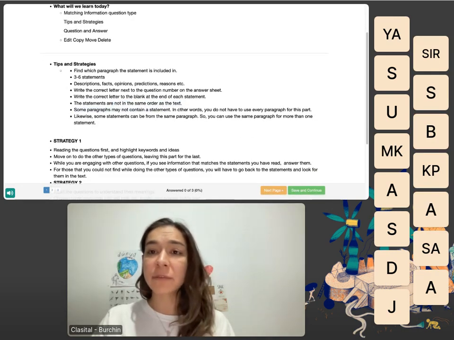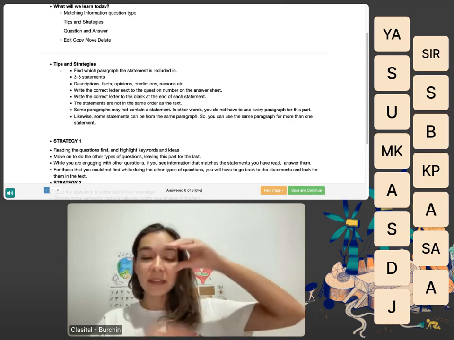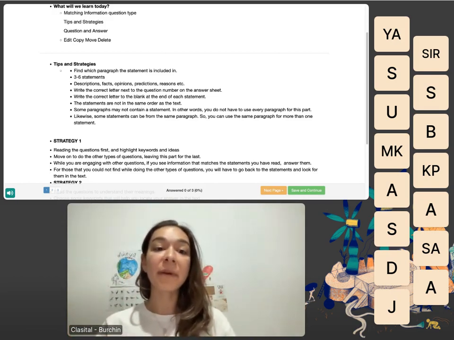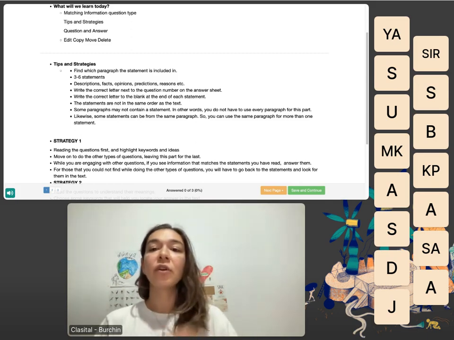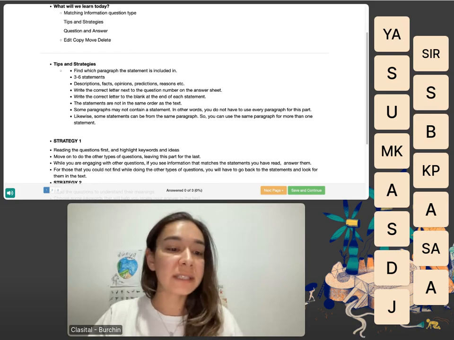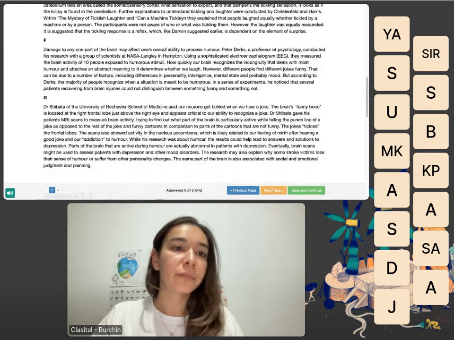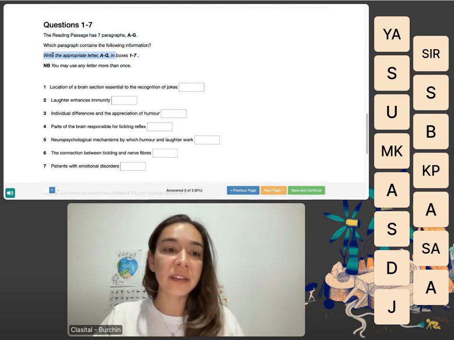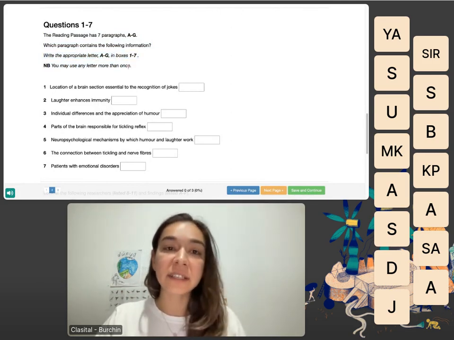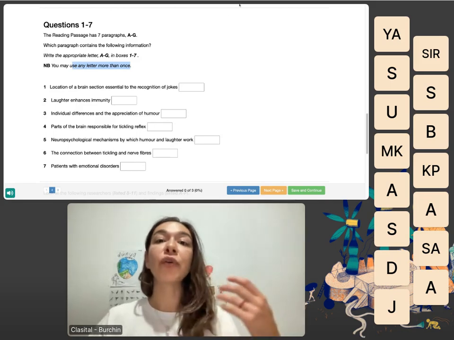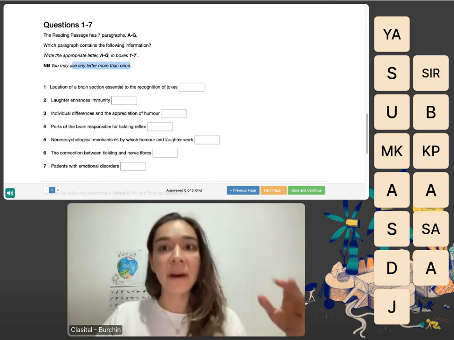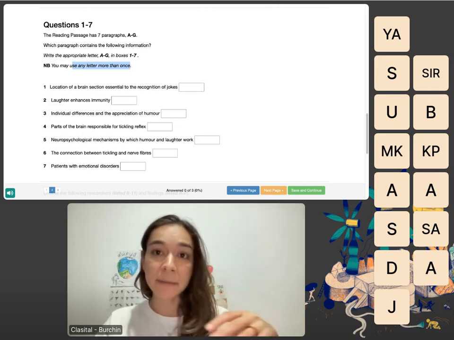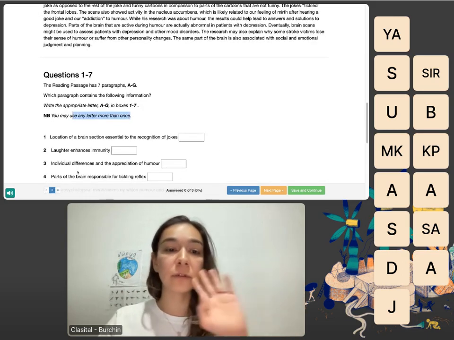The statements are not in the same order as the text. For example, you will read something and maybe it is in the last paragraph or in the middle. So the answers will be mixed. And some paragraphs may not contain a statement. For example, you will see questions like this: the text has 7 paragraphs. Which paragraph contains the following information? Write the appropriate letter. And you may use any letter more than once. So maybe one paragraph will involve 2 statements and some paragraphs may not have any statement at all.